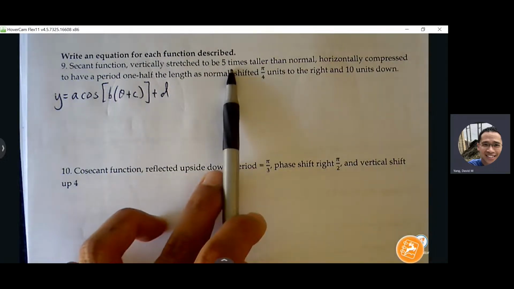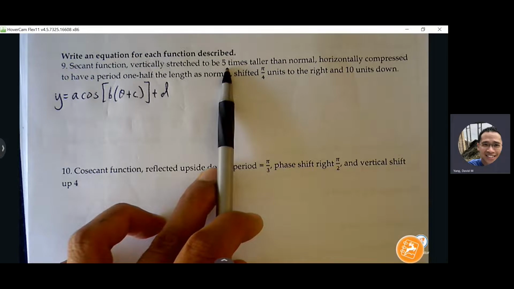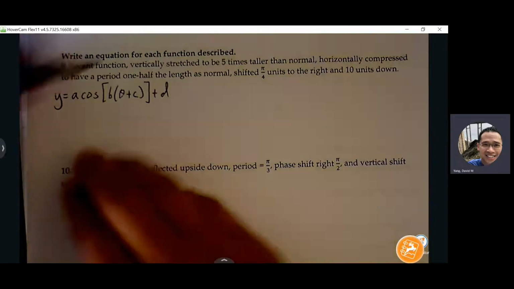Okay, vertically stretched to be 5 times taller than normal. So what does that mean? A equals 5. Okay.